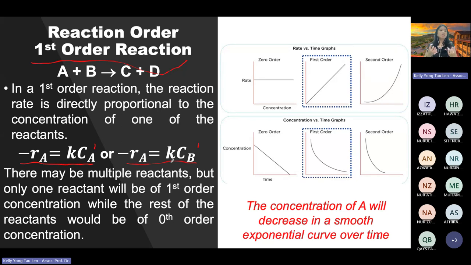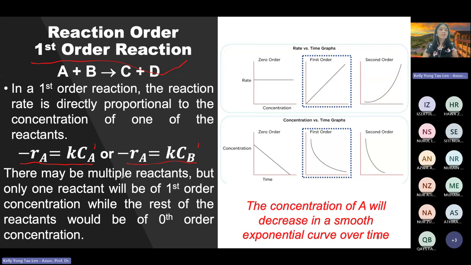Okay, so that is the case kalau dia punya rate law adalah minus RA equals to KCB. Okay, understand? Right, so maybe you will ask, katakan dua reaktan, kenapa dia hanya merujuk kepada satu kepekatan saja? Contohnya, katakanlah I have two reaktan A and B, right? But the rate law is minus RA equals to KCA. What happens to the CB?